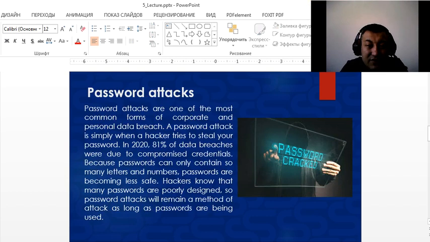Password attacks are one of the most common forms of corporate and personal data breach. A password attack is simply when a hacker tries to steal your password. In 2020, 81% of data breaches were due to compromised credentials. Because passwords can only contain so many combinations, passwords are becoming less safe. Hackers know that many passwords are poorly designed, so password attacks will remain a method of attack as long as passwords are being used.